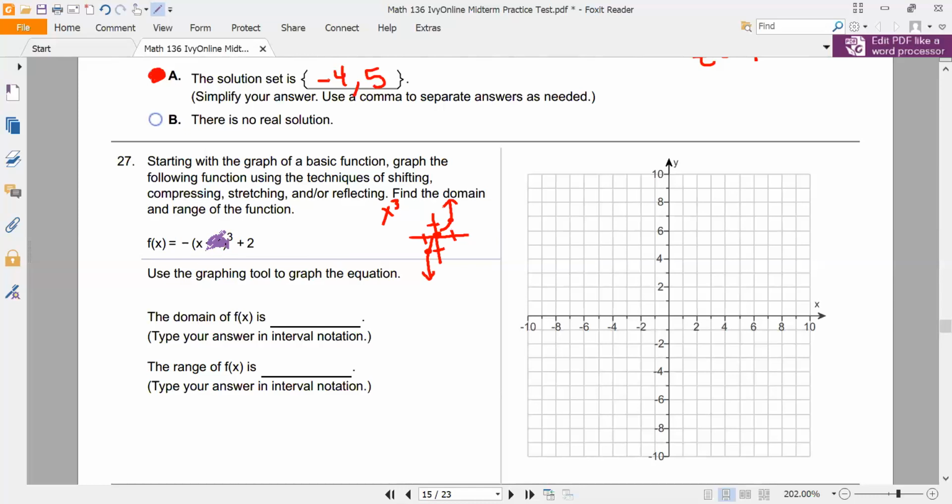So when you see a plus or minus a number inside of the function, so inside of the cubing part, that means we're going to have a horizontal shift. And a horizontal shift is always the opposite of what you see. So since this is minus 4, we need it to make this 0 again. So we're going to have to go right 4.